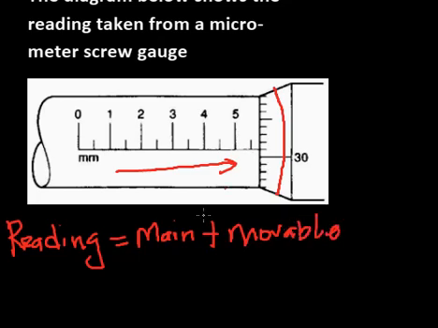Okay, so here we are. From the main scale, we have 5.5, and of course, we take the movable scale reading at the point where the main scale coincides. So we count the number of units from that point, and look at where it coincides.